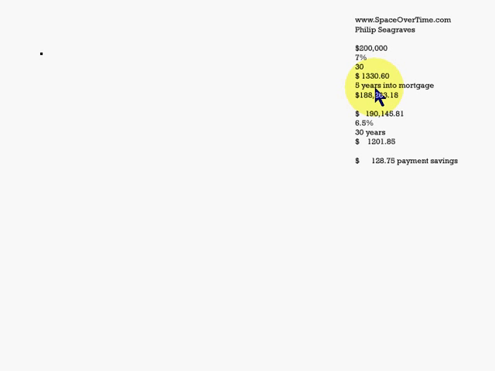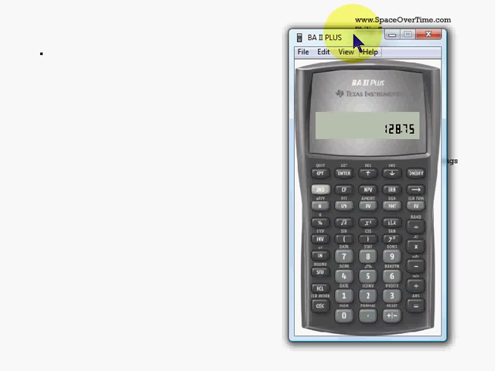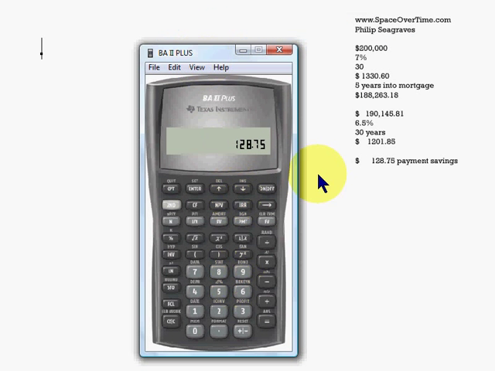So let's go back through that original problem that we had earlier. Let's make sure that we get everything from this mortgage set back up like we should have. So we need our, we can go ahead and plug in our payment, which is 1330.60.